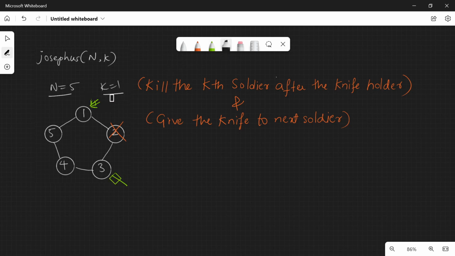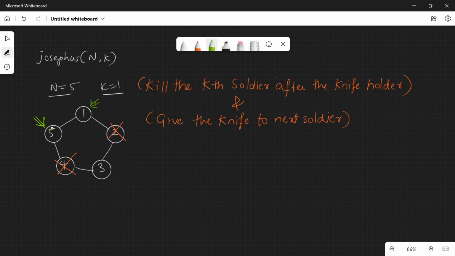The knife will be with 3, and now 3 will kill the first soldier after him and pass on the knife to the next soldier. So 3 will kill 4 and give the knife to 5. And now the knife will be with 5.